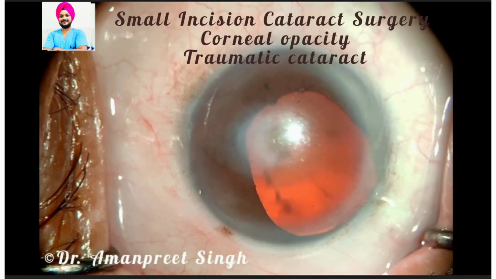This patient came to me with a central corneal opacity, traumatic cataract, and iris tissue loss, and with posterior synechiae. So I have taken this case and I have planned to do small incision cataract surgery in this patient. Patient has a central corneal opacity and also has low endothelial cell count. So that's why I'm preferring the small incision cataract surgery in this patient. Let us see the surgical steps.